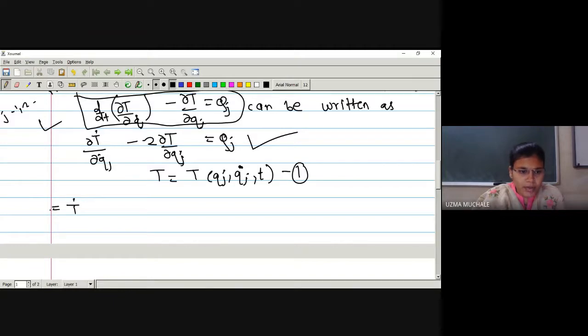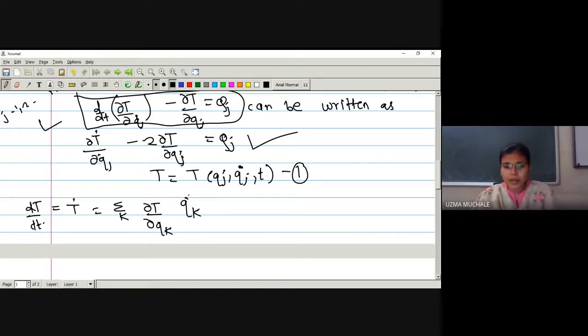What is the meaning of Ṫ? We have to differentiate T with respect to time t. As T is a function of qj and qj is a function of t, we have to use the chain rule and partial derivative here. As j is already used, let me use another parameter k. This will be ∂T/∂qk into q̇k.